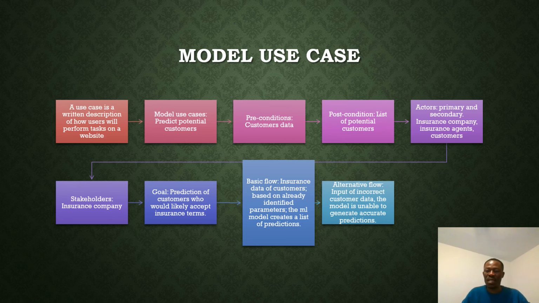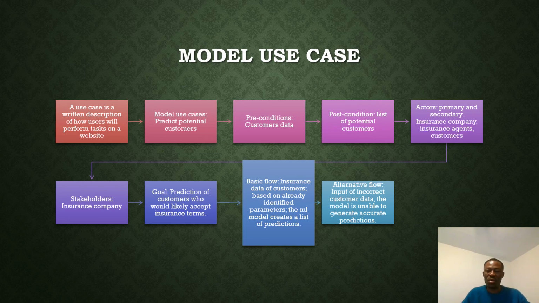We also have actors involved in the model use. We have the primary actors and the secondary actors. The primary actors are going to be the customers, and the secondary actors are going to be the insurance agent or the company. Then we have stakeholders, that includes the insurance company. The goal is to have a model that predicts customers who are likely to accept insurance terms.